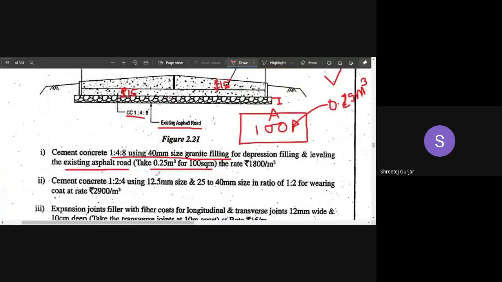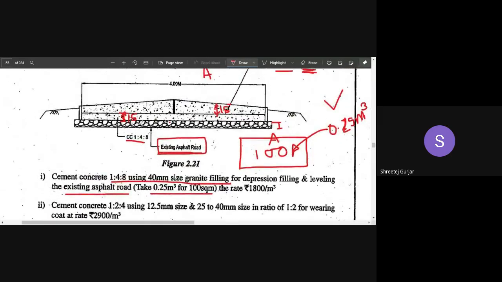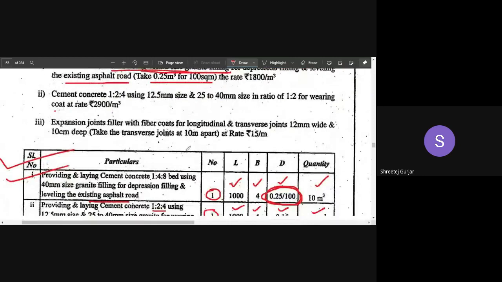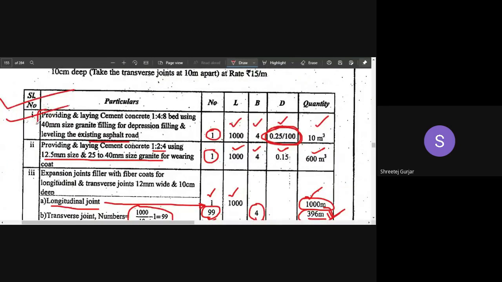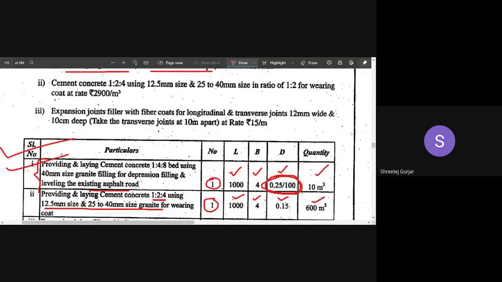As I've told you, this is for your existing asphalt road. Then on top of that, we have a cement concrete of 1:4:8. Then they have described what materials they have used: granite filling of 40 mm. No need of understanding this in detail. Just as they have given, you have to copy and write that in your description over here in particulars.